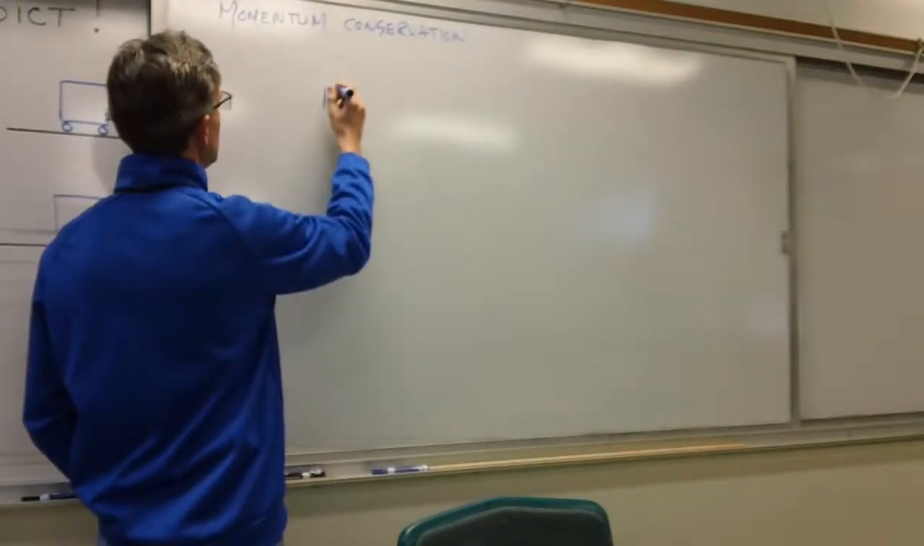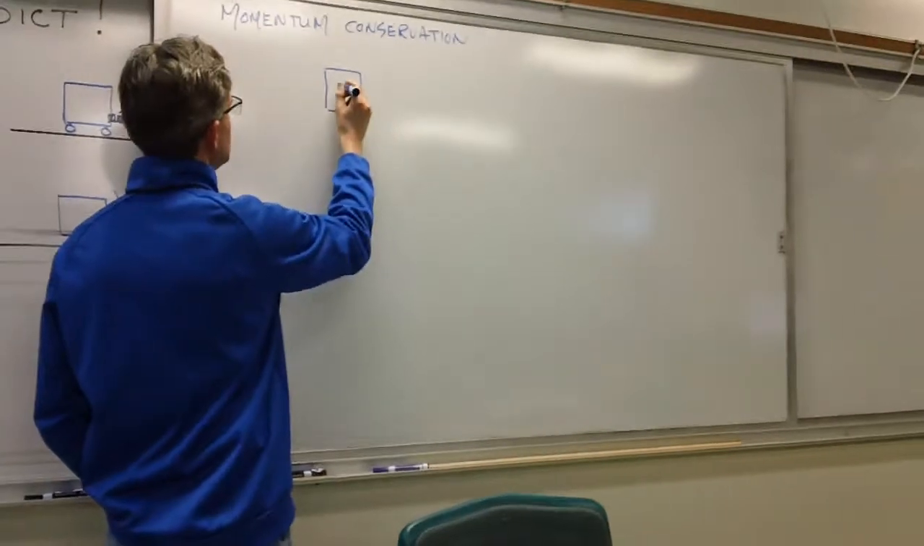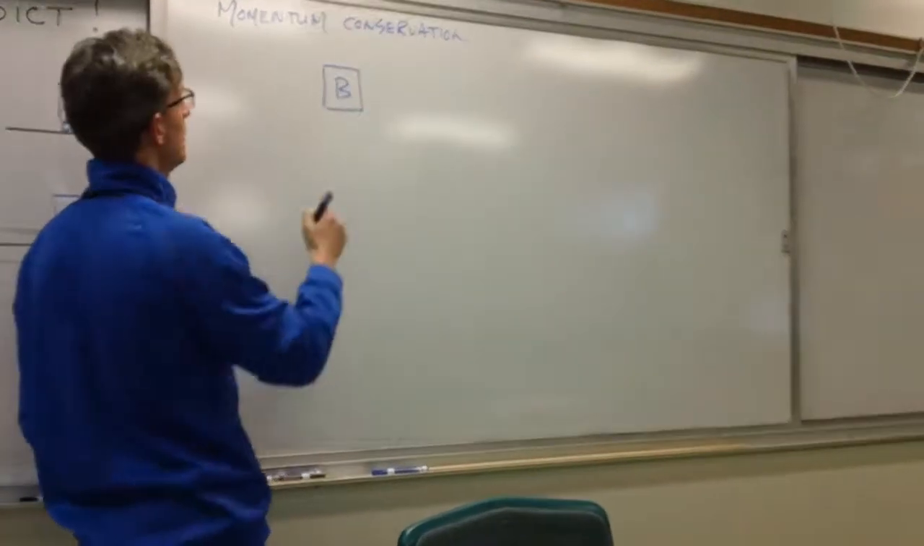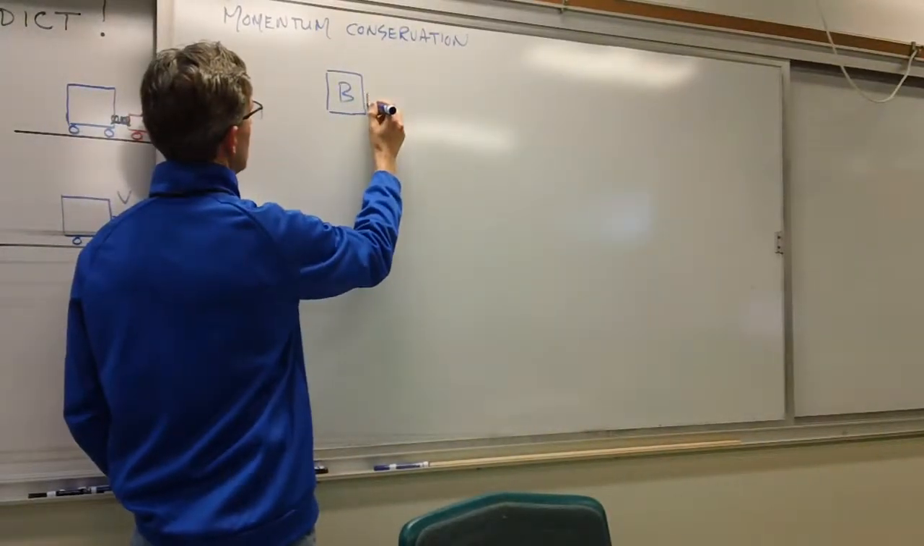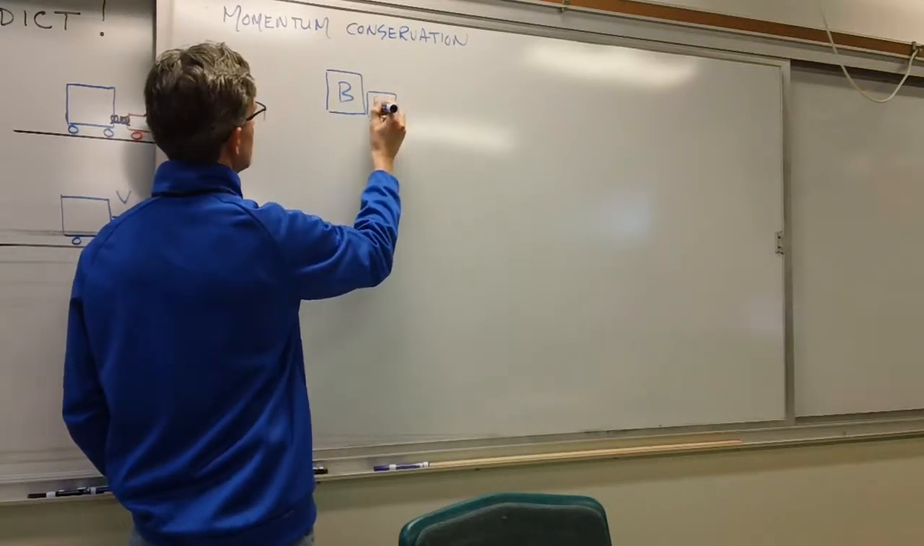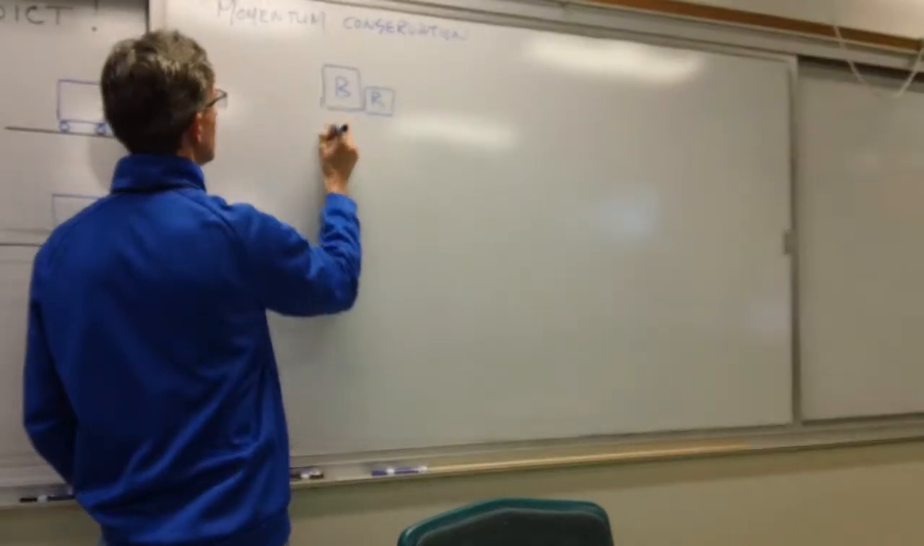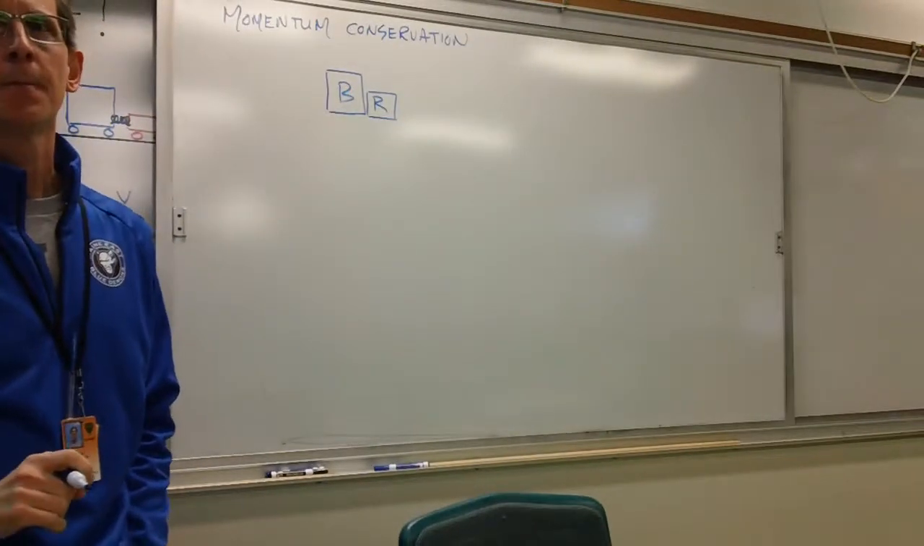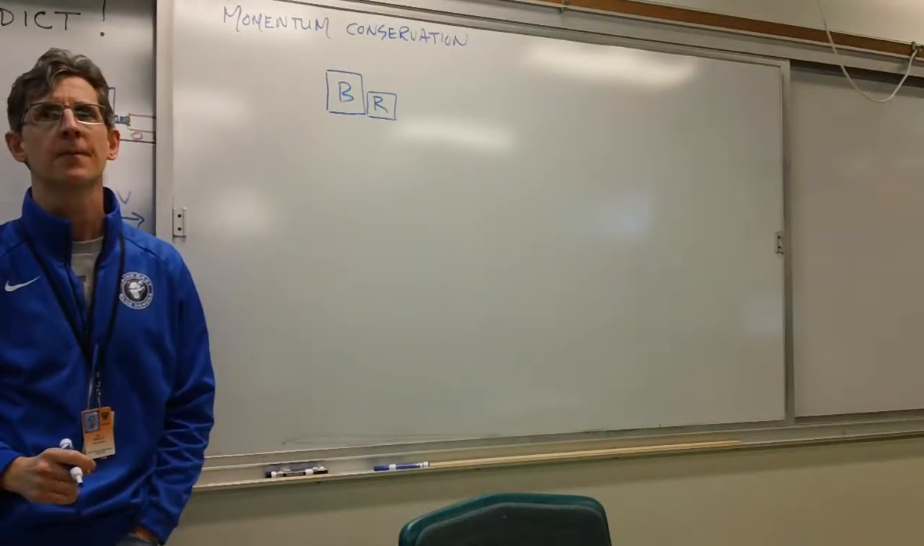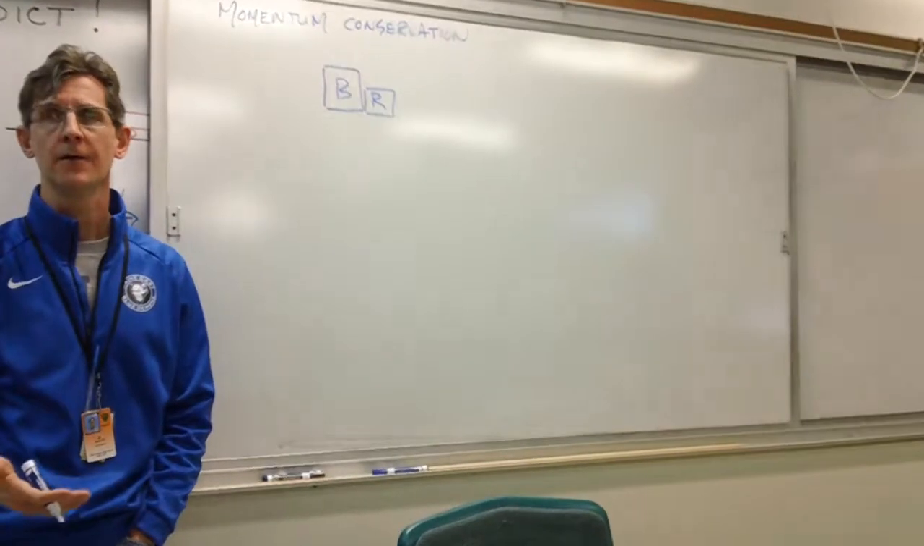So I'm going to draw a large object and label it B for blue, and then I'm going to put the smaller one next to it and label it R for red. Those are the two carts. I'm just going to keep it that simple, and we're going to use the picture to build up our understanding.